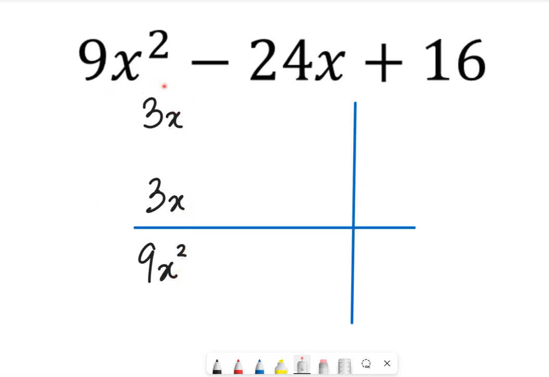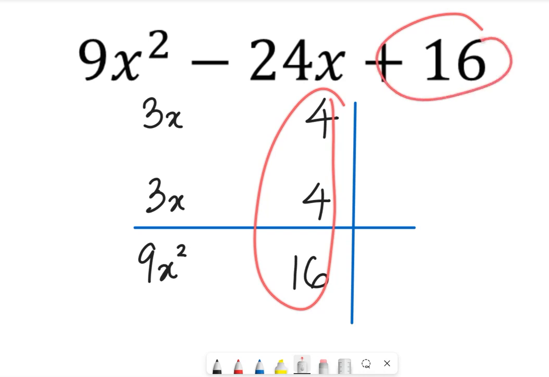Alright, now we're going to move on to your last term, 16. So what number times what number is going to give you 16? So I'm going to put here 4 times 4. It's going to give me 16. So this is for your last term.